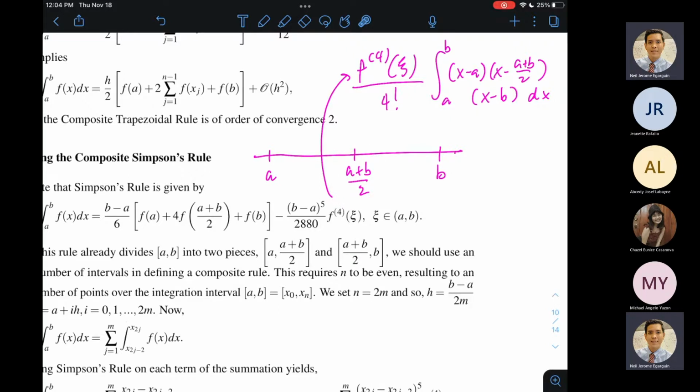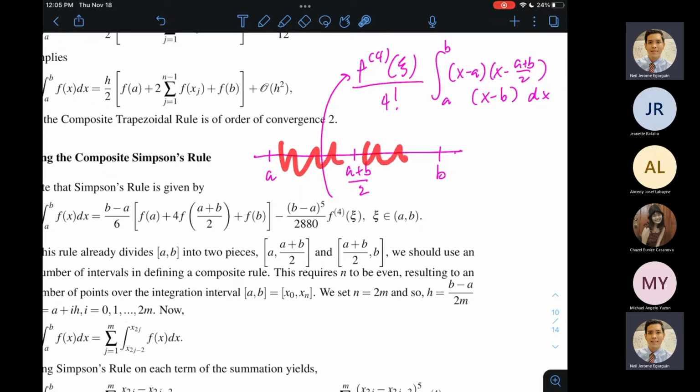And that will require the number of nodes to be chosen sa composite Simpsons rule ay dapat even. Kasi nga sa bawat iteration ng Simpsons rule, hinahati na kagad natin yung interval sa 2 piraso. Okay? So kung gusto natin itong paulit-ulitin, so dapat meron laging intermediate point doon sa gitna ng 2 abscissas. They should always be chosen right away. Okay? And so that will require us to use an even number of subintervals.